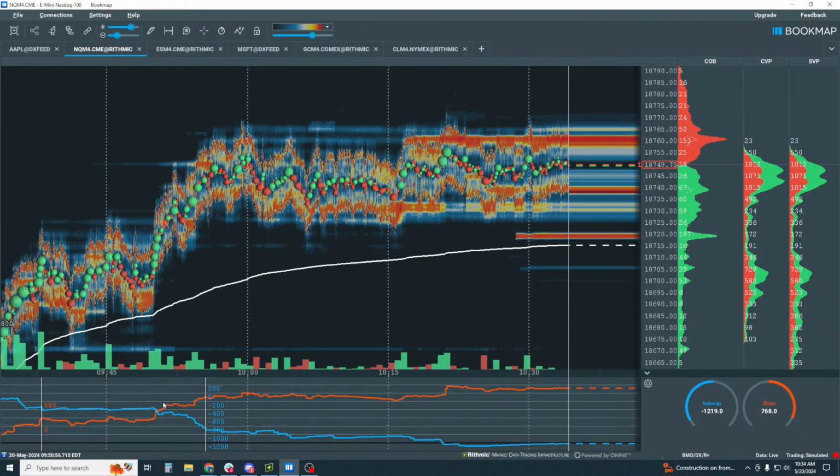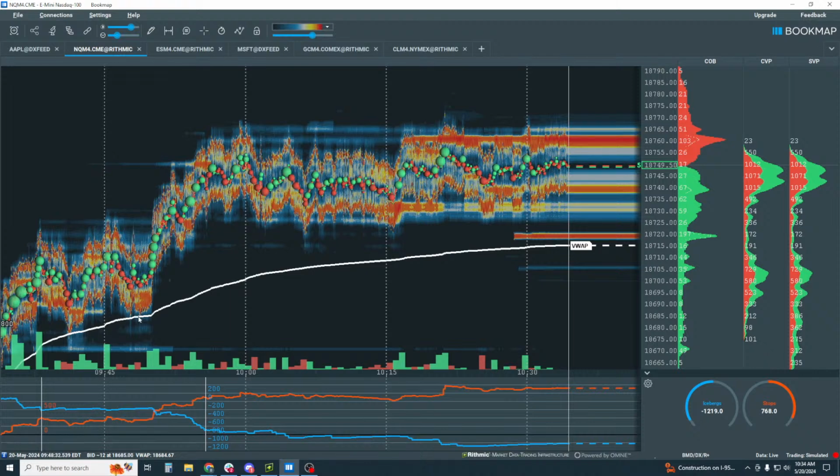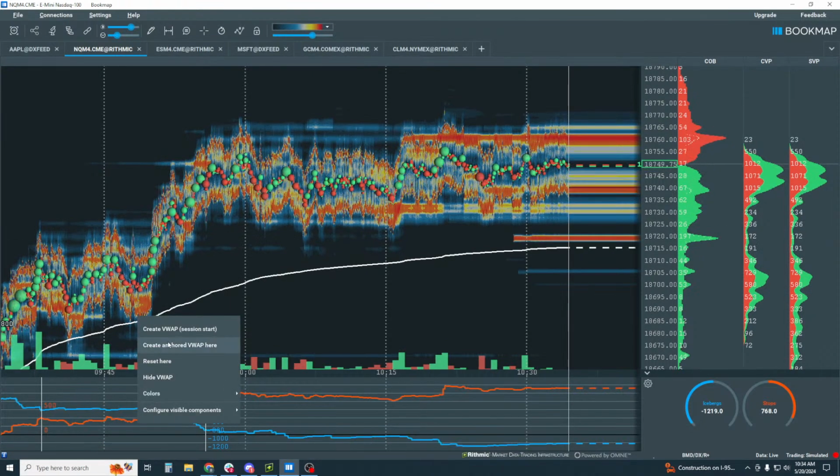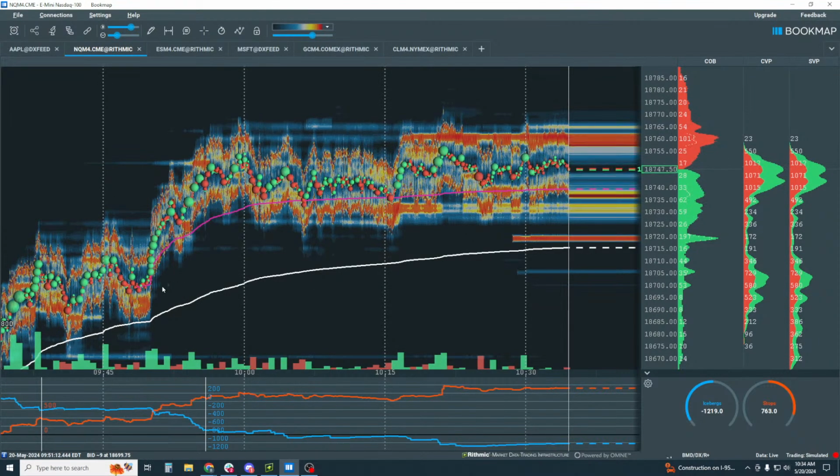Now it's a bit of a stop run too, but I think we can safely put an anchored VWAP down here. I'll hover over the line here, I'll right click and create an anchored VWAP line right there. Okay, and the reason being is at this point here, we know that there was buyers.